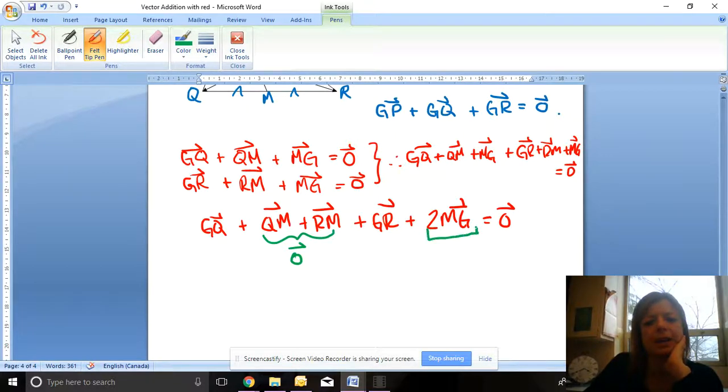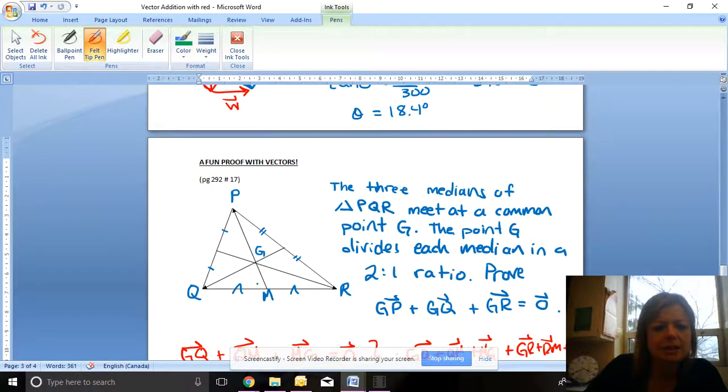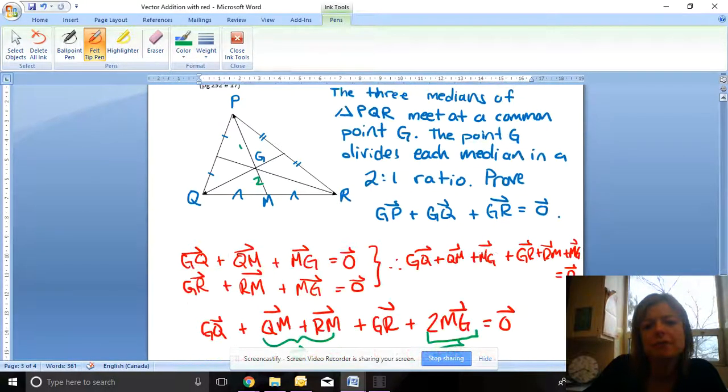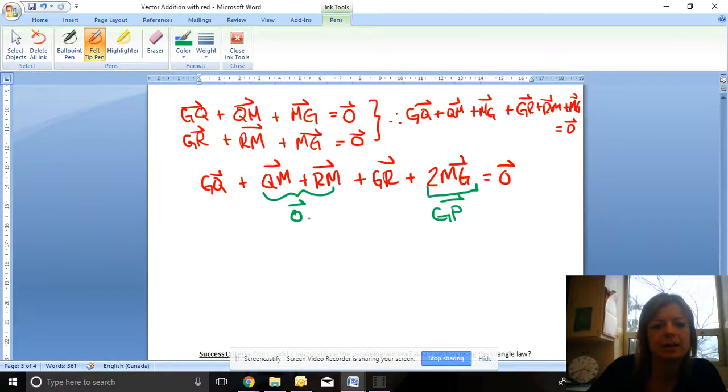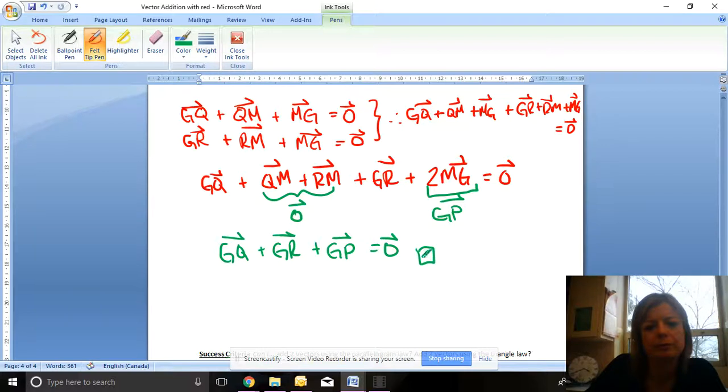Another conclusion that we can make is that 2MG is actually equal to GP. Why is this true? This is because of the 2-to-1 ratio. My diagram is poor, but this is a 2-to-1 ratio. Therefore 2 MGs will equal 1 GP. So we can conclude that GQ plus GR plus GP is equal to the zero vector, which concludes our proof.